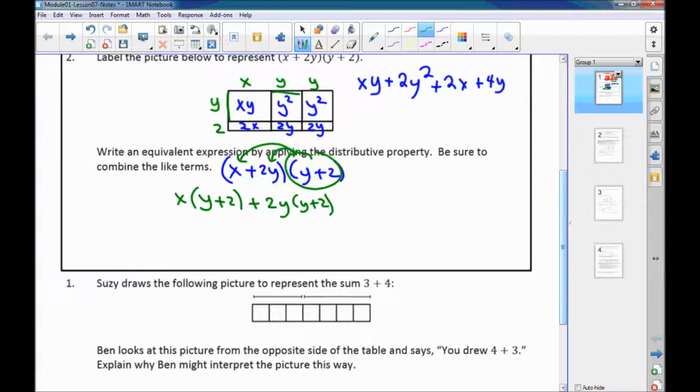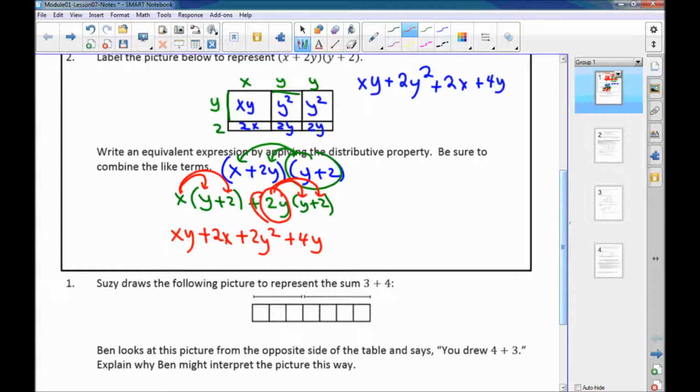All right, now I'll distribute the outside parts. So the x will distribute to the y to make xy. The x will distribute to the 2 to make 2x. The 2y with the plus, positive 2y, distributes to here to make plus 2y squared. And then the 2y distributes to the positive 2 to make plus 4y.